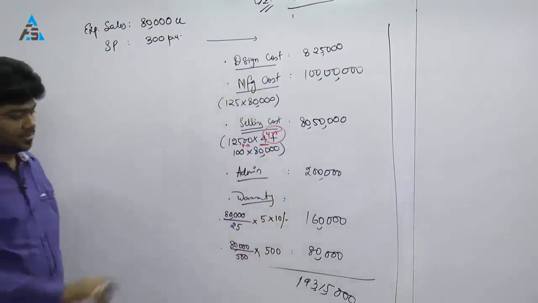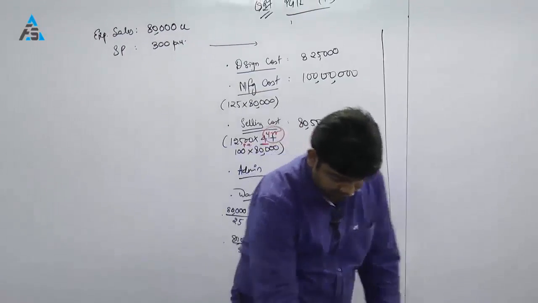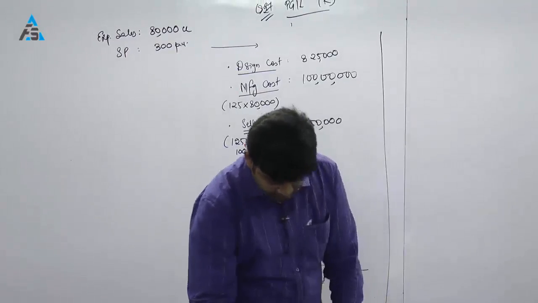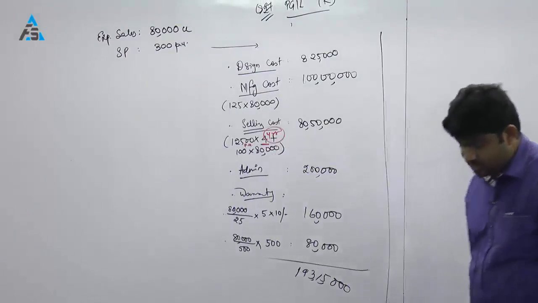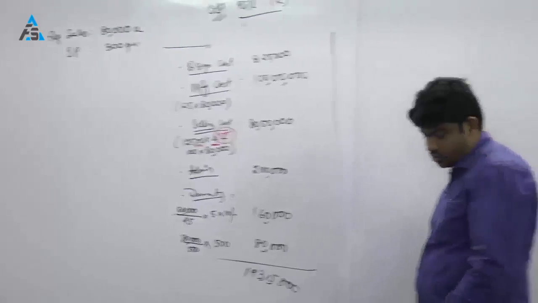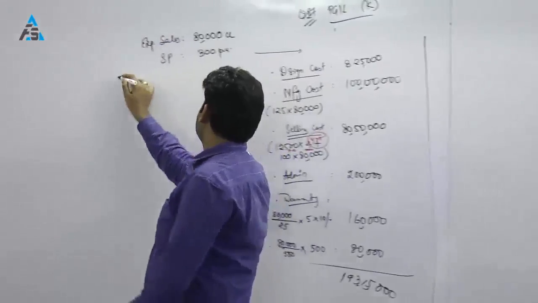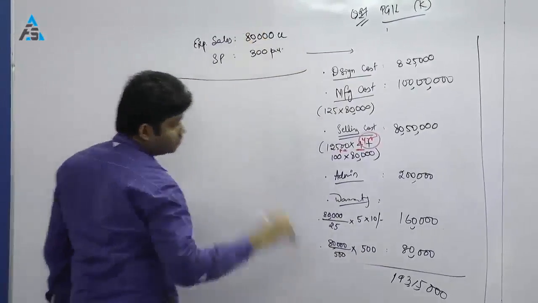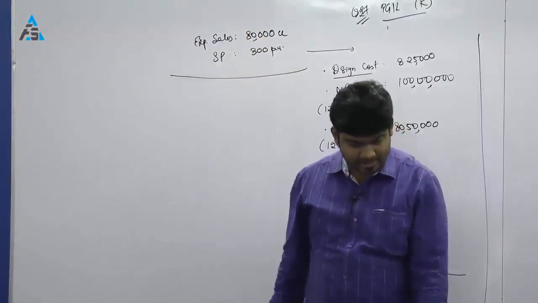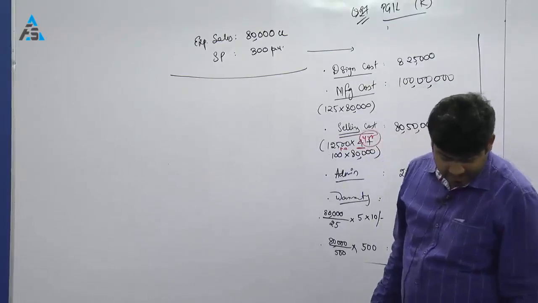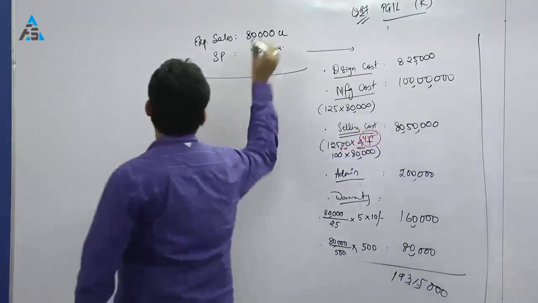All right. Then the second aspect, the B part of this same question, is: suppose PGIL can increase the sales volume by 25% through a 10% reduction in selling price. Currently the selling price is 300 per unit. Now what it wants to do is reduce it by 10%, which is 270, and in that case sales volume will increase by 25%.